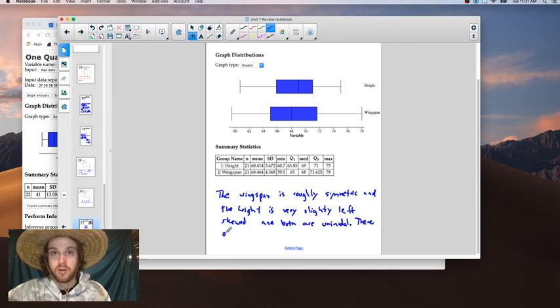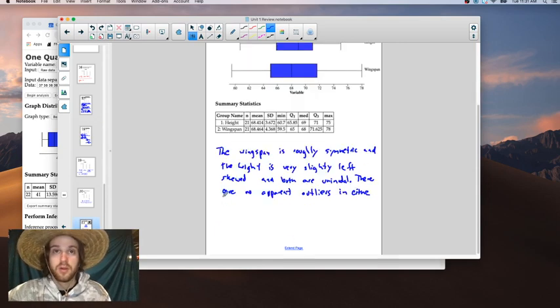Outliers. There are no apparent outliers in either data set. Center.